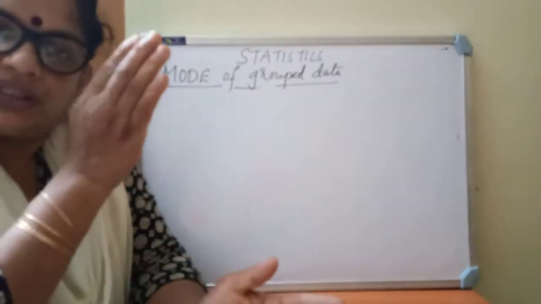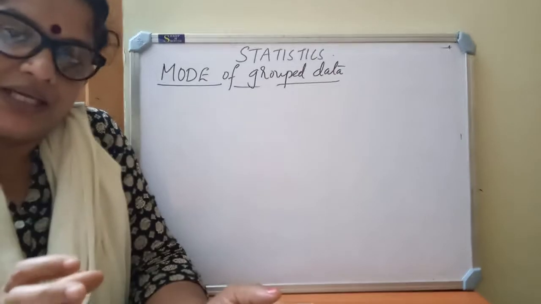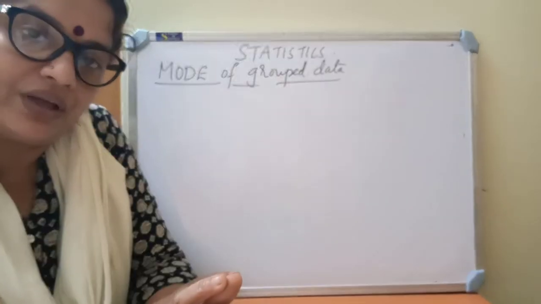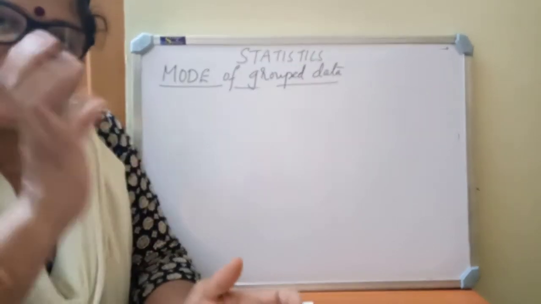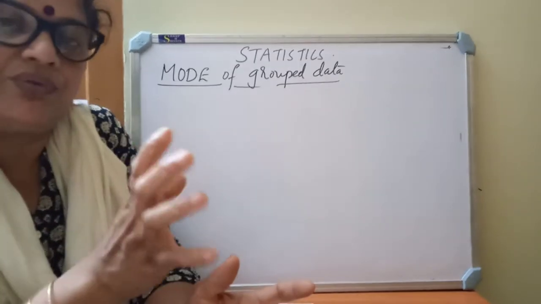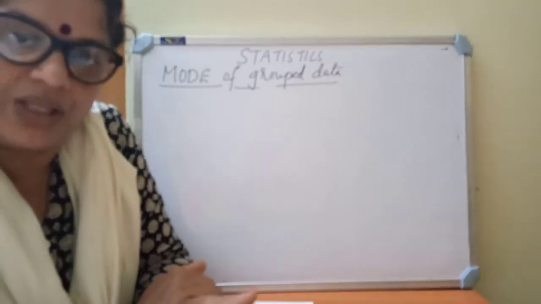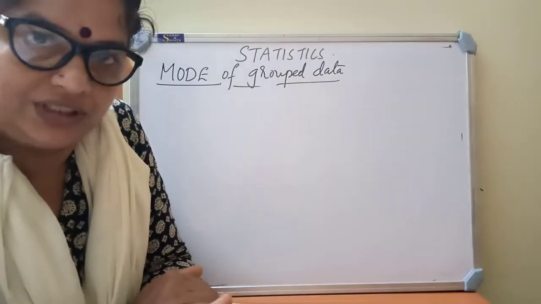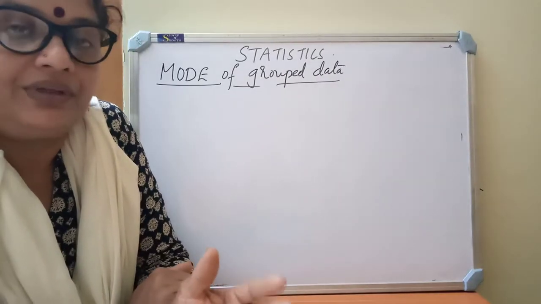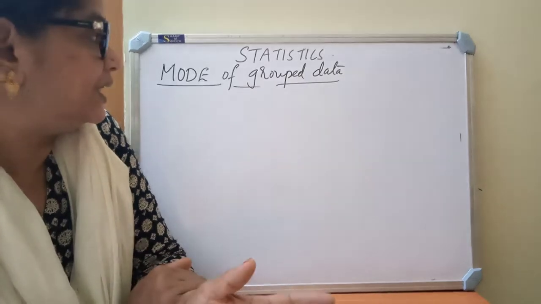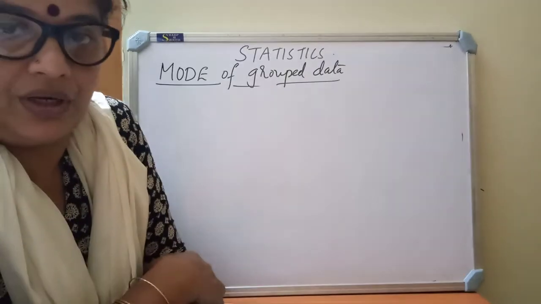Suppose they give the class interval and frequencies and ask you to find the mode. How will you find out? X value and F value are given, how will you find the mode? The X value corresponding to the maximum frequency, you will call it the mode, isn't it? That, and the ungrouped data, we taught last year. So this year we have to find the mode for grouped data.